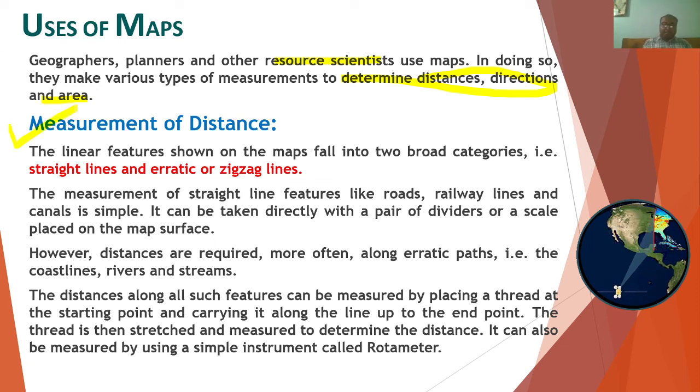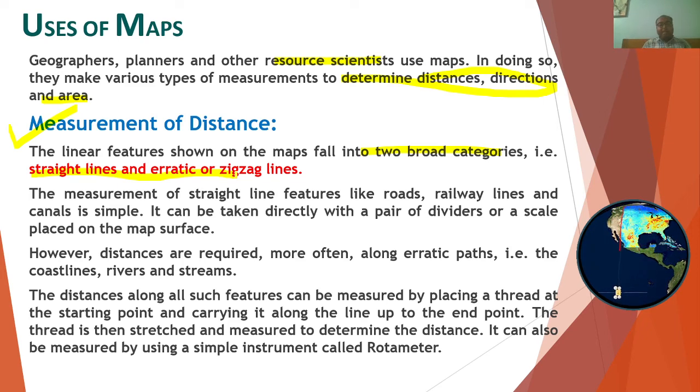The linear features shown on the map fall into two broad categories, that is straight lines and erratic lines. Erratic means zigzag line. A straight line can easily be calculated by a ruler. If you place a ruler, you get the centimeter value or inch value. After that you convert it according to the map scale. This we can do.